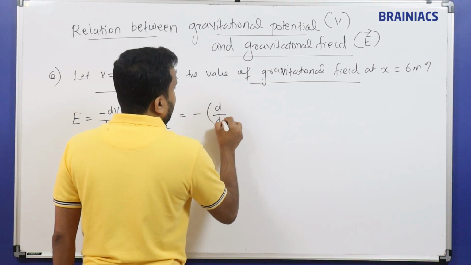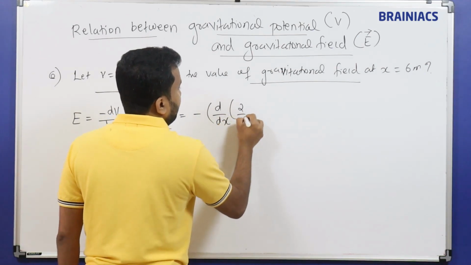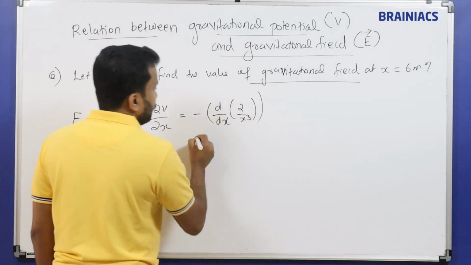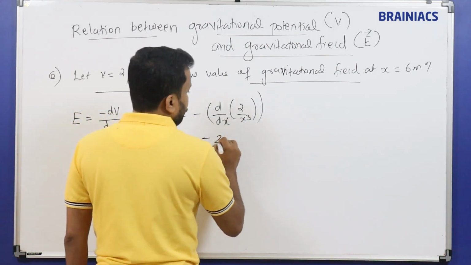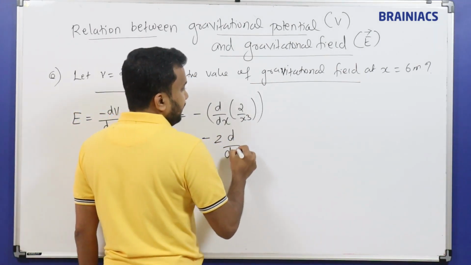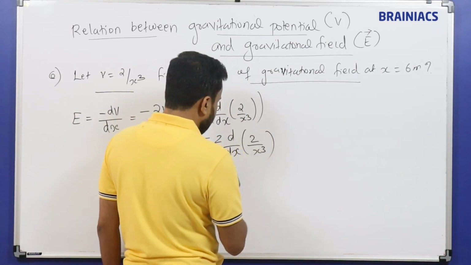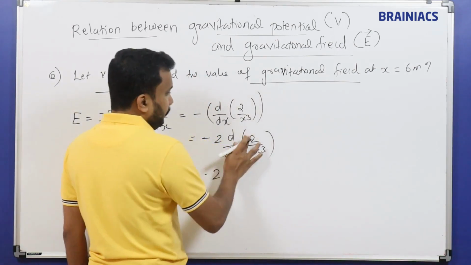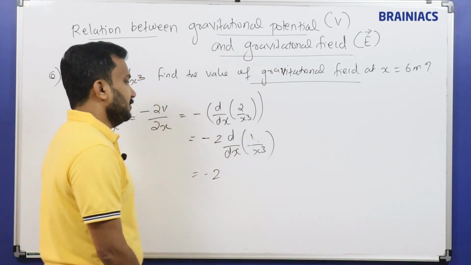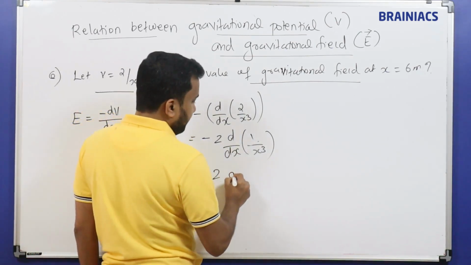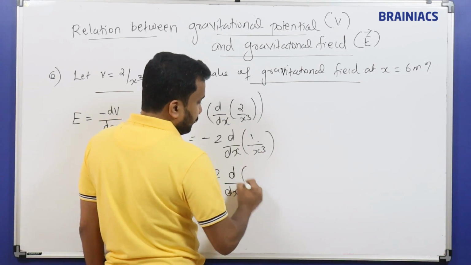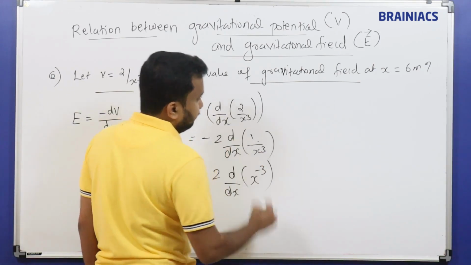d by dx of the differentiation of 2 by x cube. We are going to differentiate this one. So minus, 2 is a constant, so d by dx of 2 by x cube will come. So minus 2 times d by dx of 1 by x cube. 1 by x cube can be written as d by dx of x power minus 3.